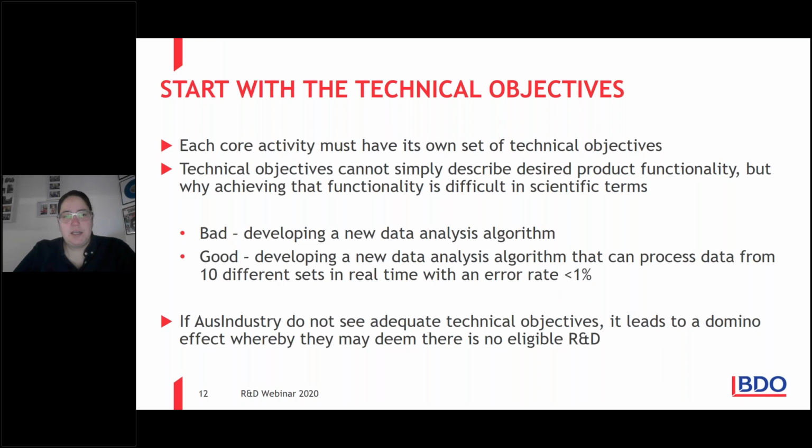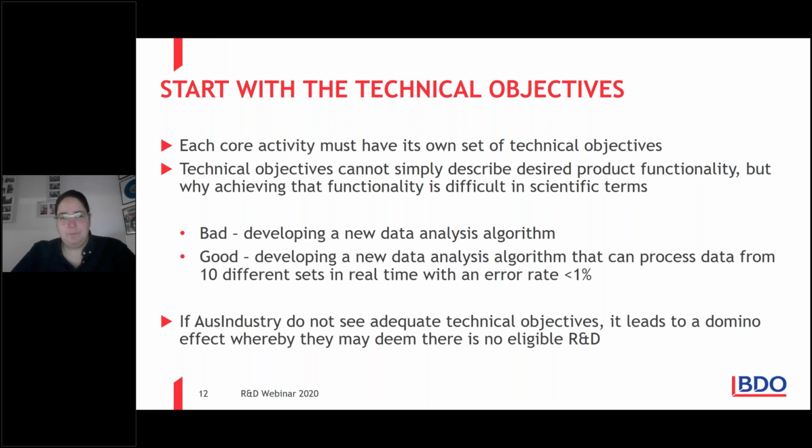So I think the easiest thing to do is start with the technical objectives. The technical objectives almost create this domino effect that the regulator will look at. Each core activity has to have its own set of technical objectives. And as I was saying before, it can't just describe functionality, but why is that functionality hard to achieve in scientific terms, and make it as specific as possible.